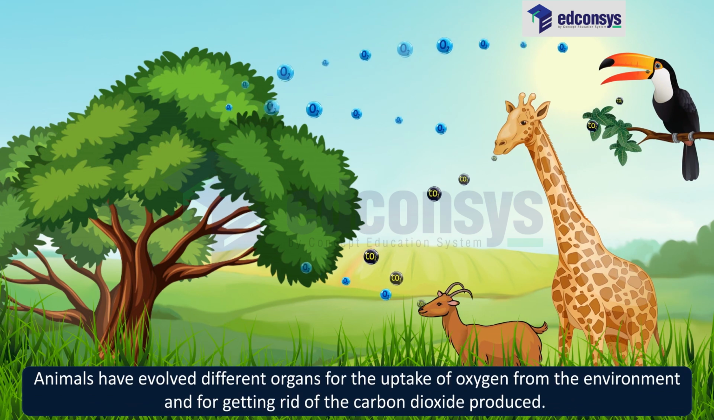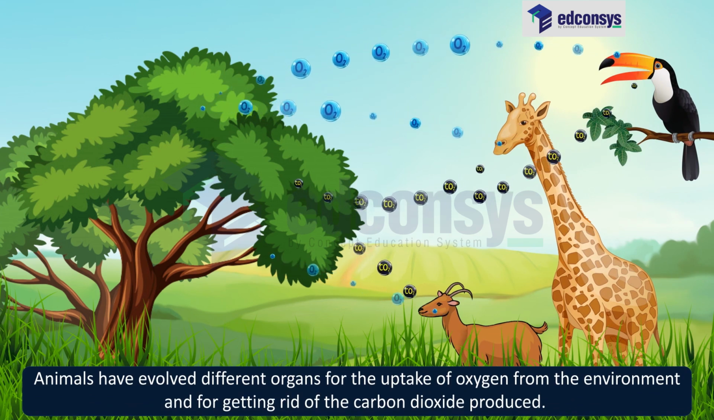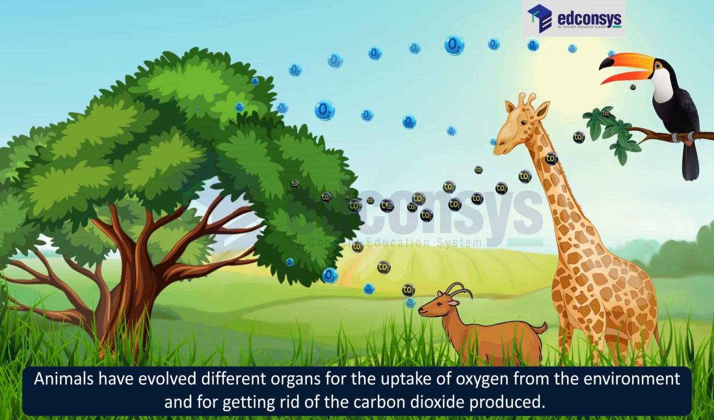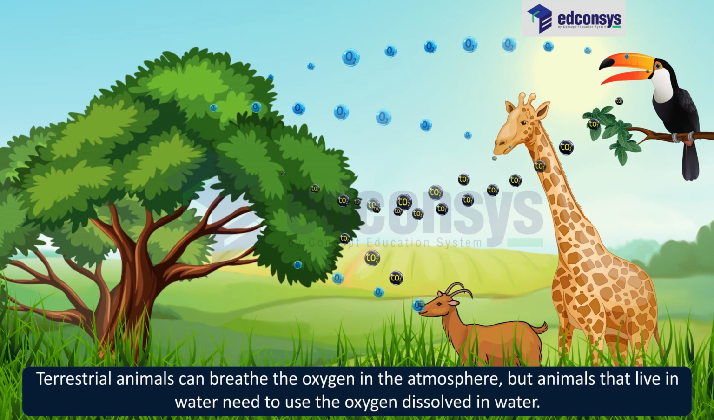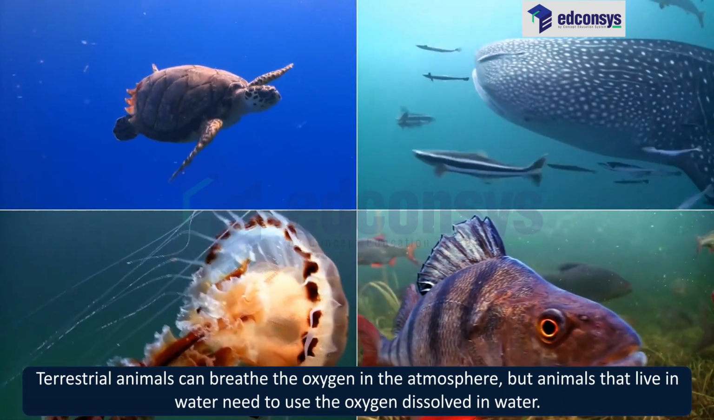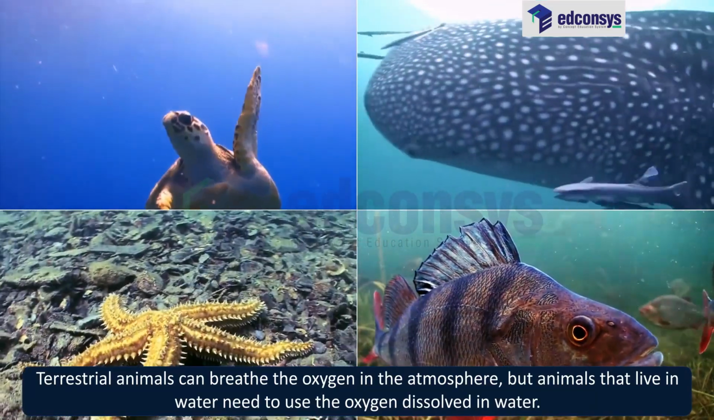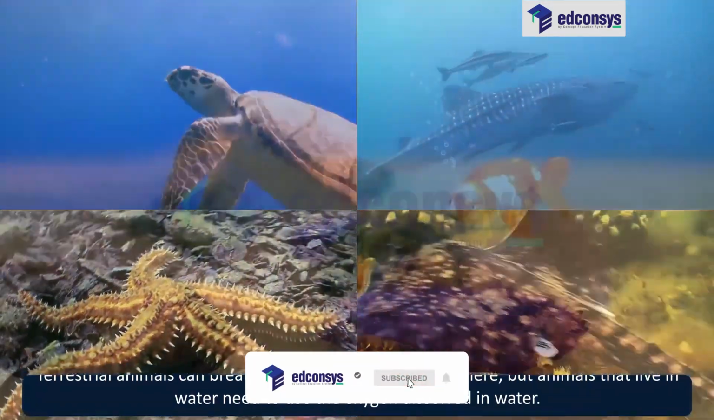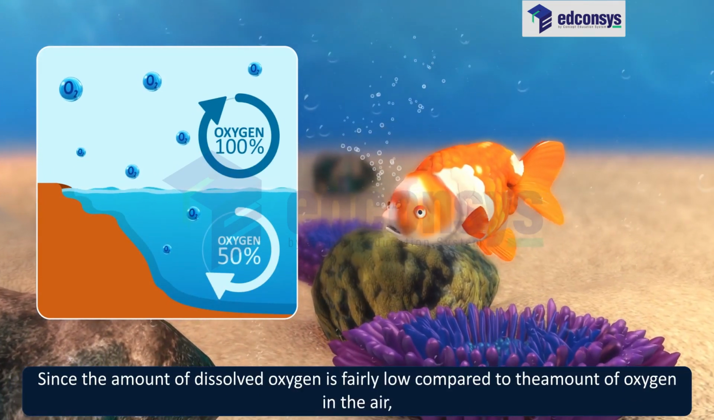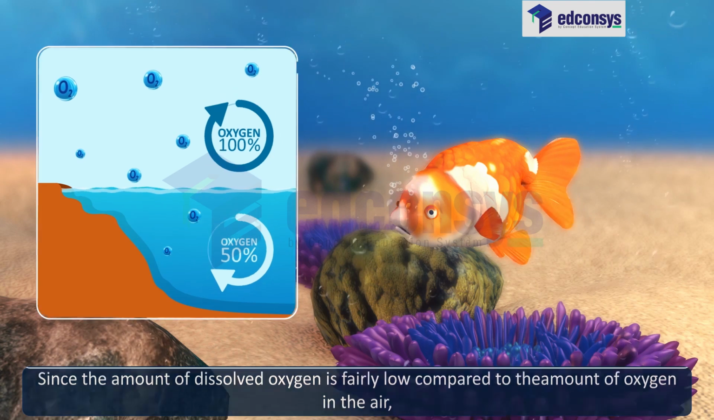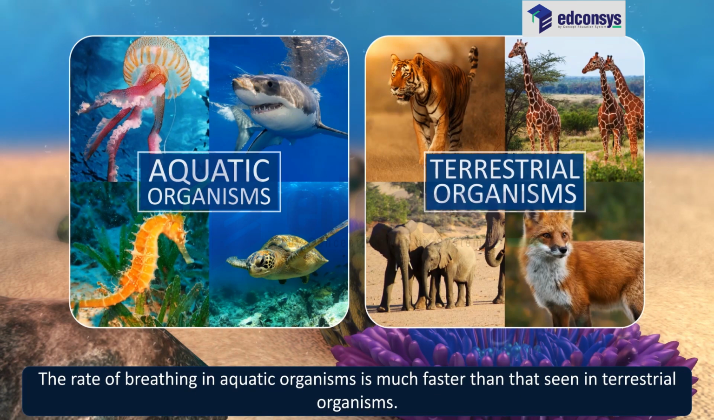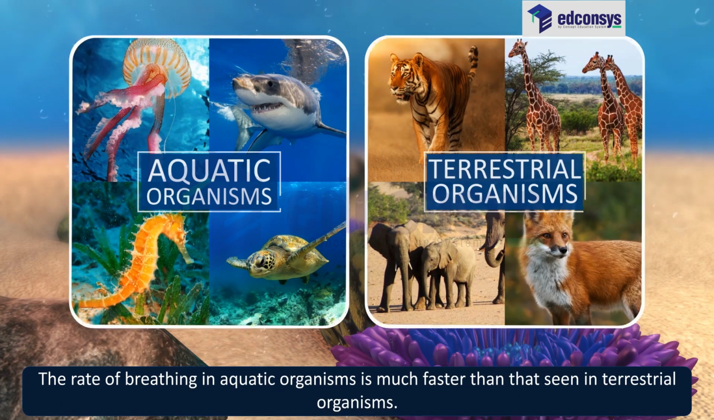Animals have evolved different organs for the uptake of oxygen from the environment and for getting rid of the carbon dioxide produced. Terrestrial animals can breathe the oxygen in the atmosphere, but animals that live in water need to use the oxygen dissolved in water. Since the amount of dissolved oxygen is fairly low compared to the amount of oxygen in the air, the rate of breathing in aquatic organisms is much faster than that seen in terrestrial organisms.